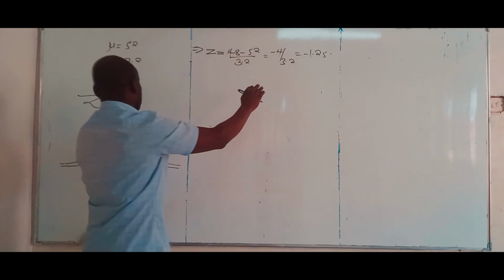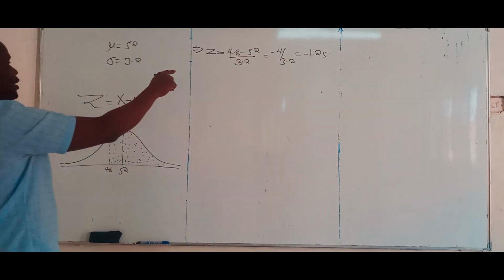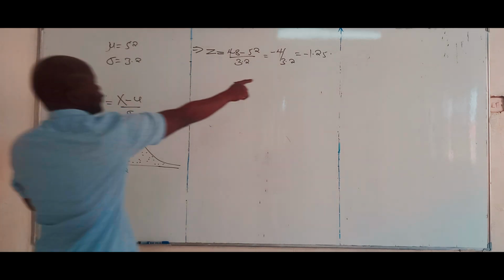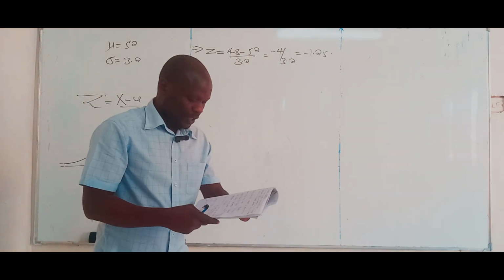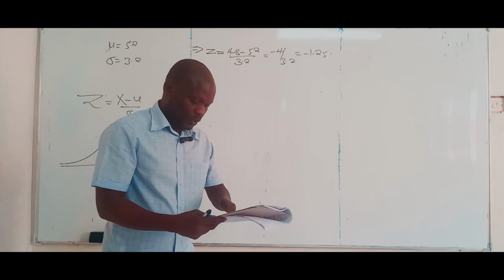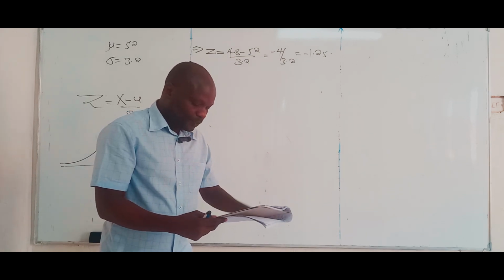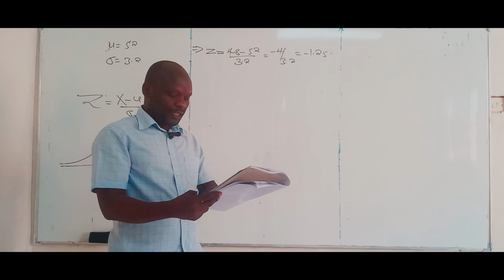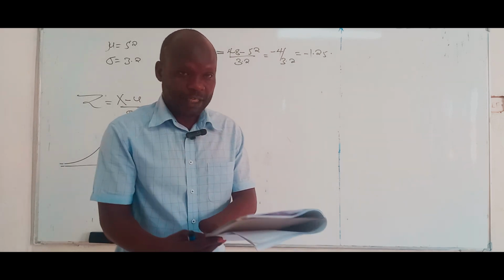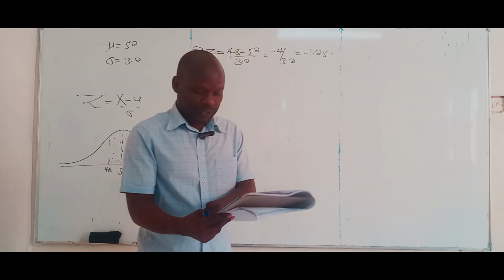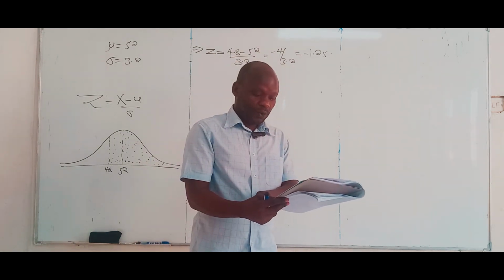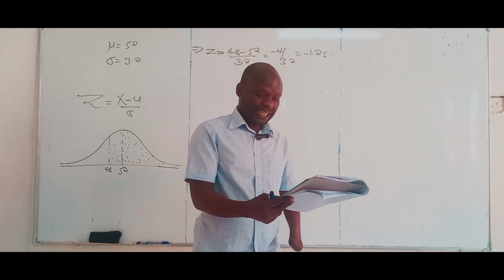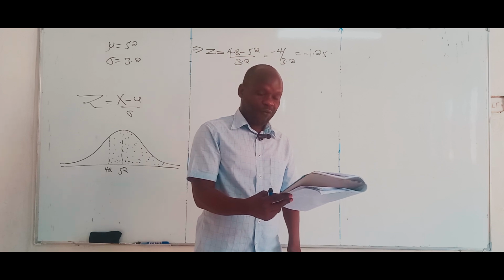So let's see what probability we read that corresponds to that z-score. If you look at the standard normal tables, and read the probability that corresponds to a reading of 1.25, you'll see that it is about 0.8944.